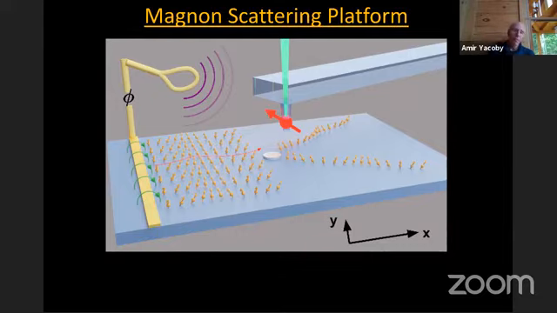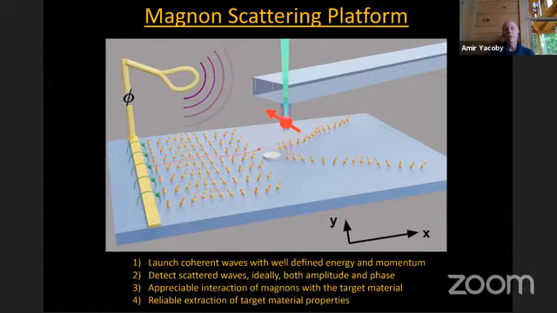And again, the fact that it's small is not going to be a problem because we're not going to be imaging directly over the material. We're going to be imaging far away, after the magnons have scattered, to learn something about the target itself. So generally what we'll need is to demonstrate that we can launch coherent waves with well-defined energy and momentum. This is something that in the magnetism community has already been demonstrated, but we'll show that we can do it also while detecting things with NV centers. We want to show that we can detect both the amplitude and phase of the scattered waves.